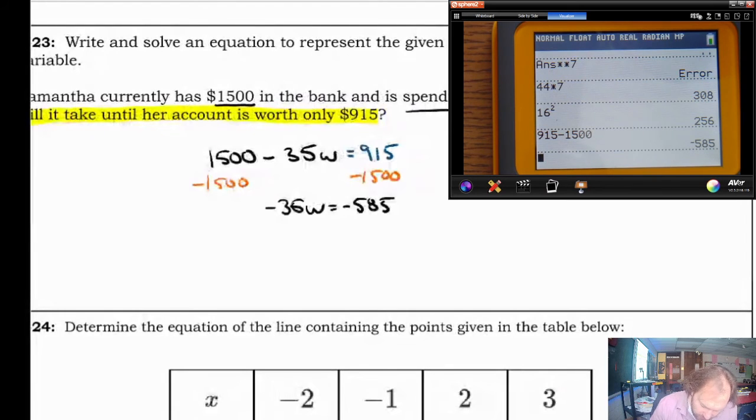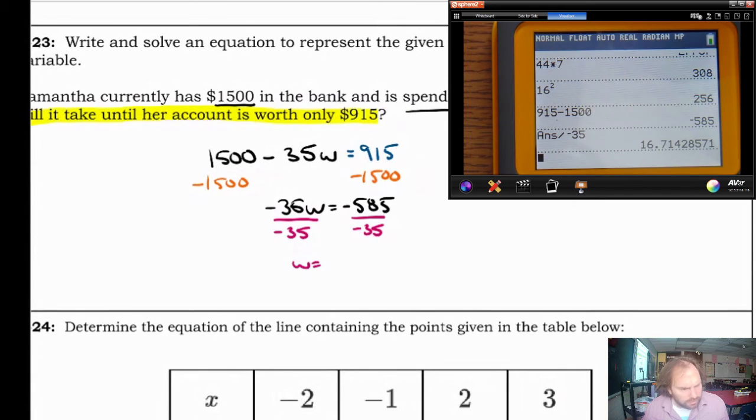And then if I'm going to solve this, I would divide both sides by the negative 35 that's there and get the final answer. Negative 585 divided by negative 35 would be that number, which makes me feel like I didn't do it right. Hang on a minute. I'm going to make sure I got this. 1,500 minus. No, that's correct. 915 minus 1,500 is that number divided by negative 35. Yeah, I guess 17 weeks.